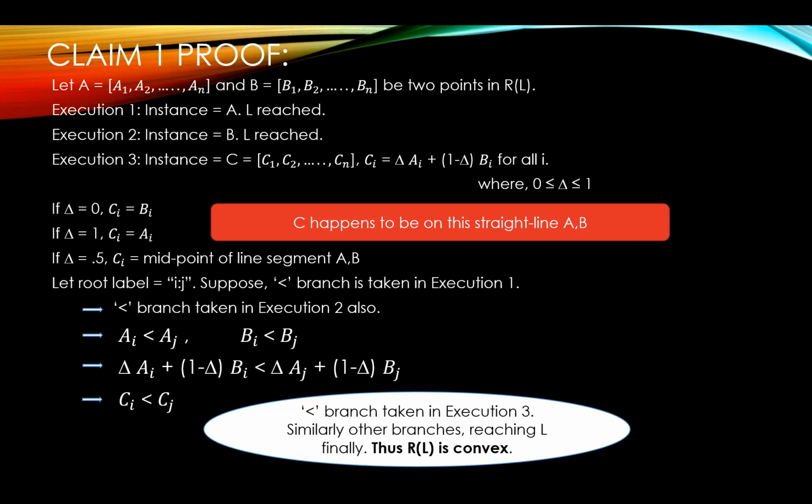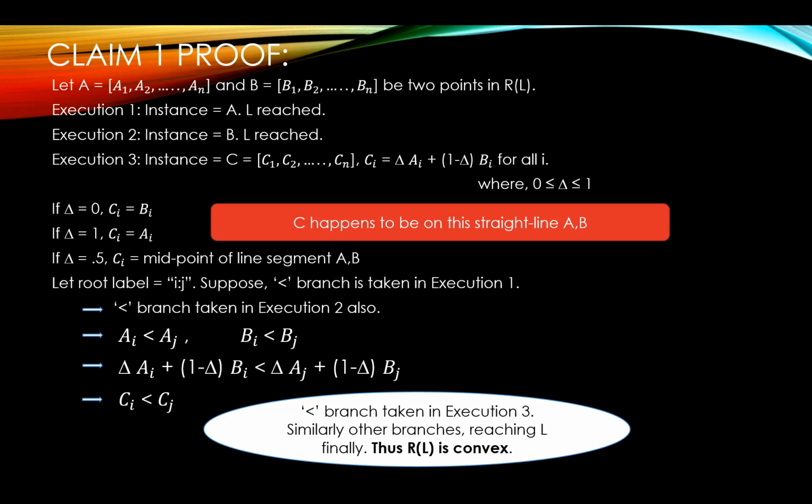If delta equals 0, Ci is equal to Bi, because all Ai components go away. If delta equals 1, all Bi components go away, and Ci is equal to Ai. If delta equals 0.5, then Ci will be half of Ai plus half of Bi, which is the midpoint of line segment AB. So we are designing C such that it happens to be on the straight line AB.